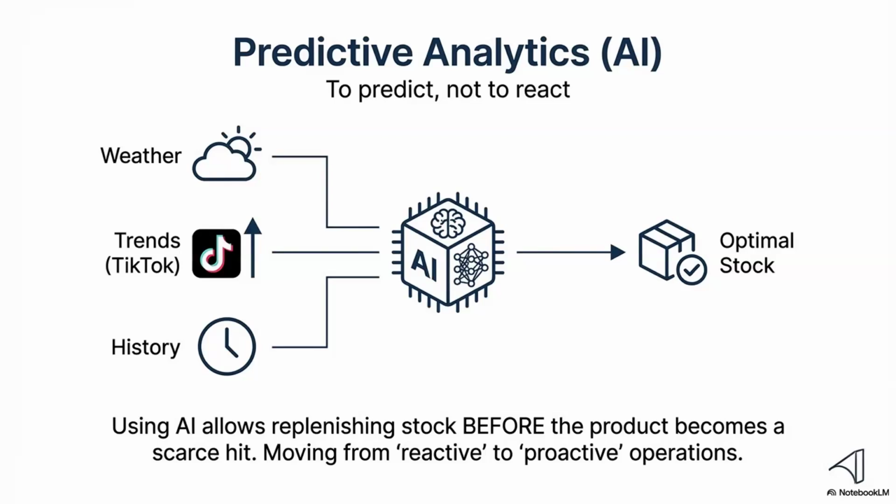This allows the company to build up an optimal stock and replenish the shelves even before the item physically becomes a scarce bestseller. This transition to proactive work is the highest standard of modern supply chain management, as it ensures the availability of the right product at the very moment the customer needs it most.